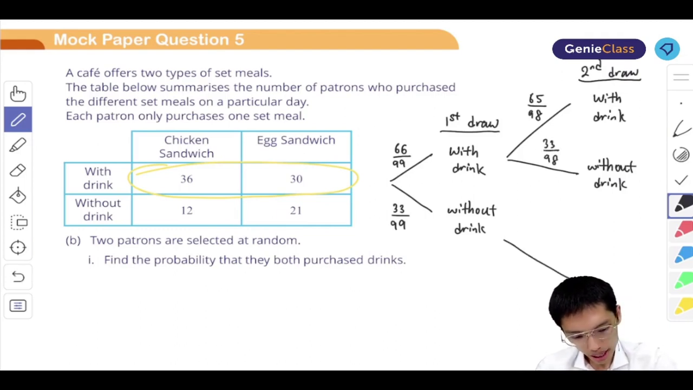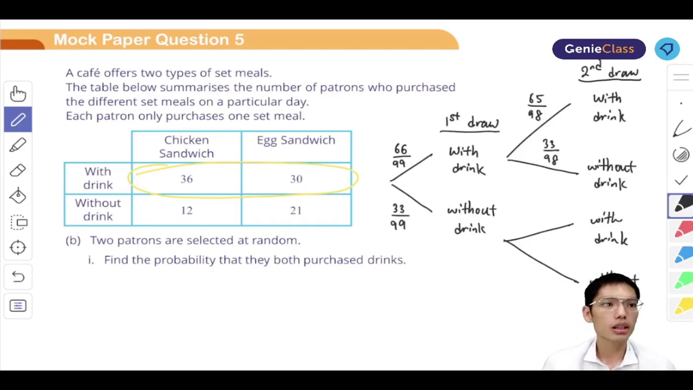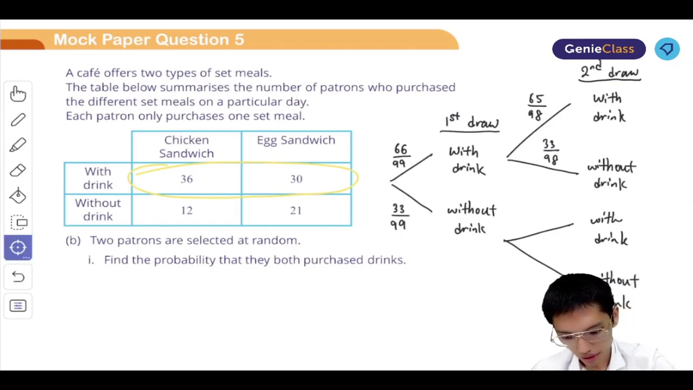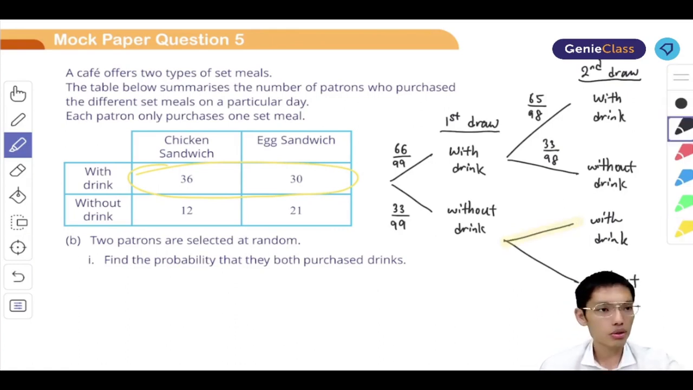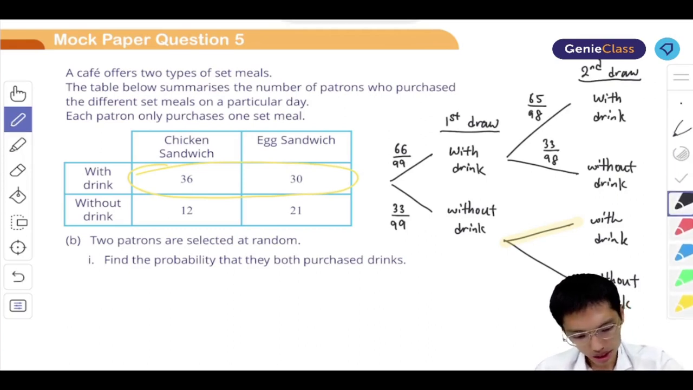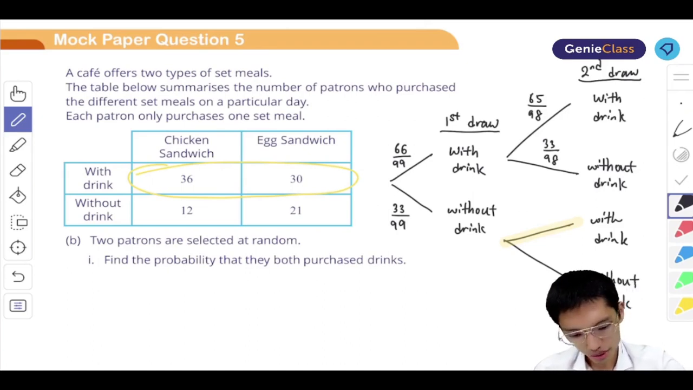Alright, let's try the last one. For with drink, what will be the probability over here? I forgot to mention which one. This one, this branch over here. Very good, Denise. Anybody else wants to try? Give it a shot. Because in this case, I select without drink. Very good, Elizabeth. Anybody else wants to give it another shot before I write the answer?